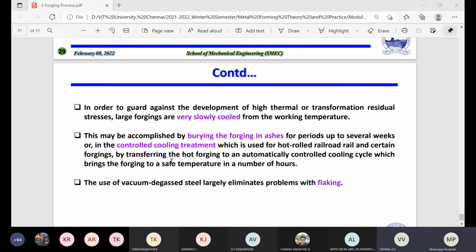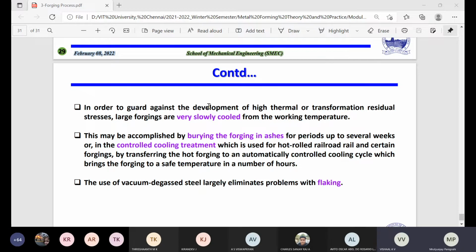And this may be accomplished by burying the forging in ashes for a period of several weeks, or in the controlled cooling treatment, which is used for hot rolled railroad rail and certain forgings. So some process also they have. You can take any kind of example, or maybe just think of one kind of ferrous material, and see how you will find this defect, what are the causes, and then how you can remove it.